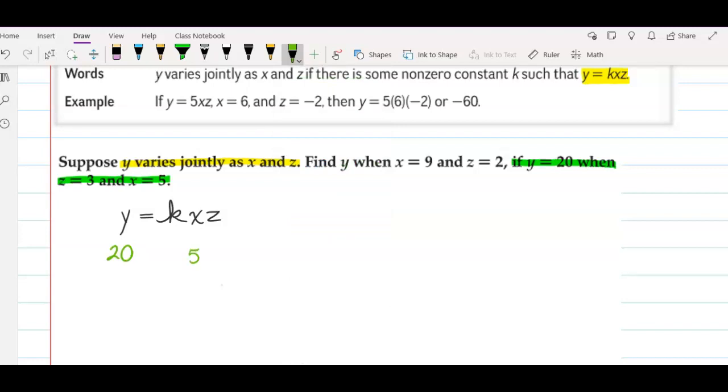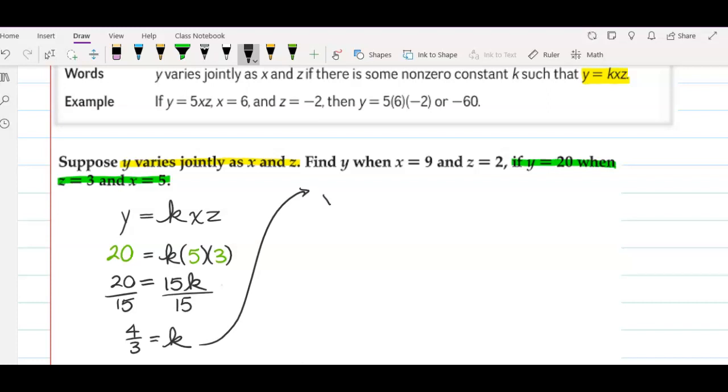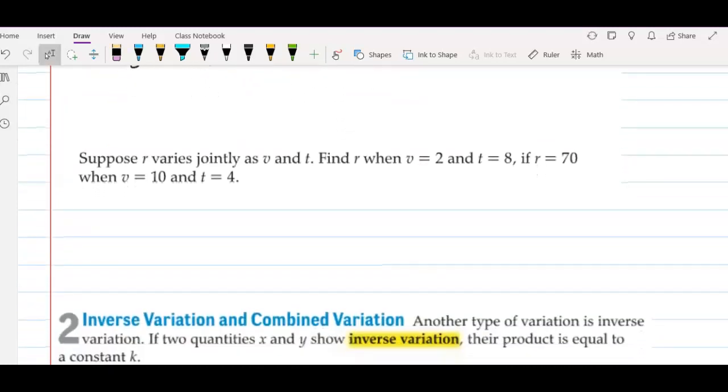Y is 20, x is 5, z is 3, using parentheses. Simplifying, 20 is 15k, dividing by 15, k is 4/3. So now I can write a specific joint variation equation relating x, y, and z. Y is 4/3 xz. And finally, I can use this last bit of information here. I can find y when x is 9 and z is 2, plugging this into my equation and solving. 24. Pause the video and try another one.